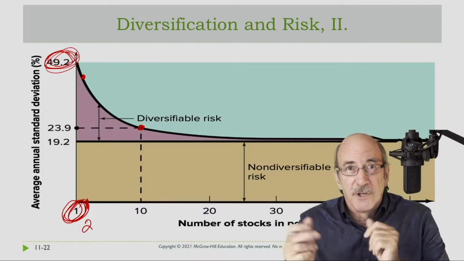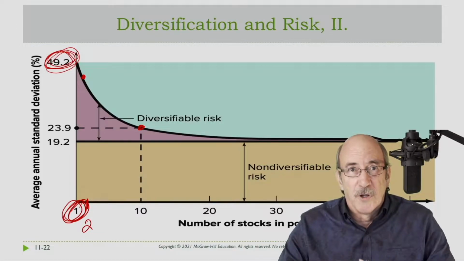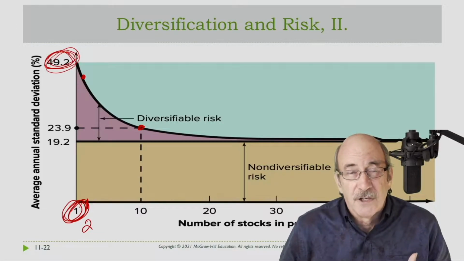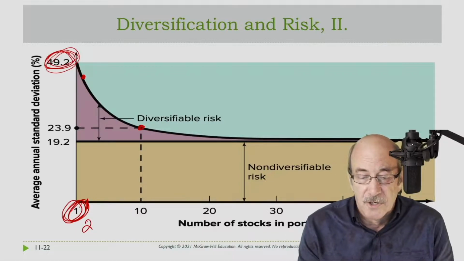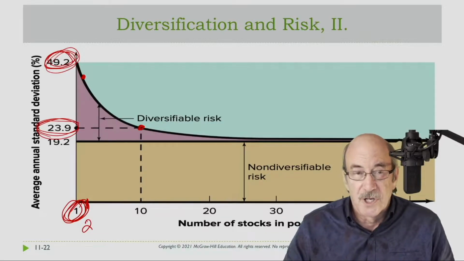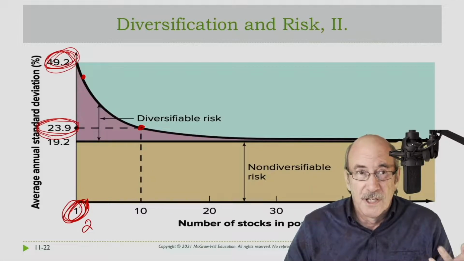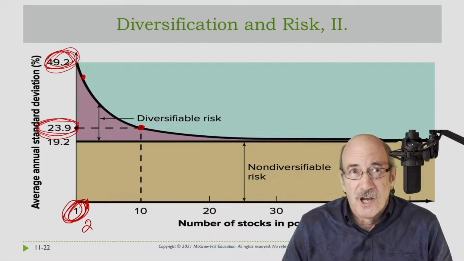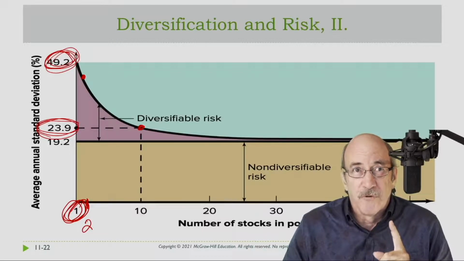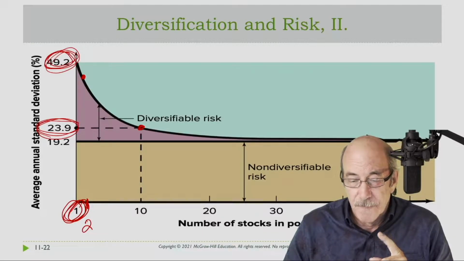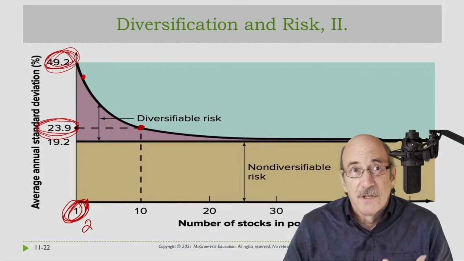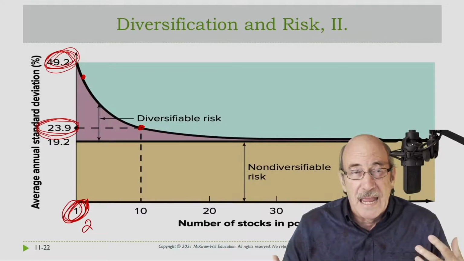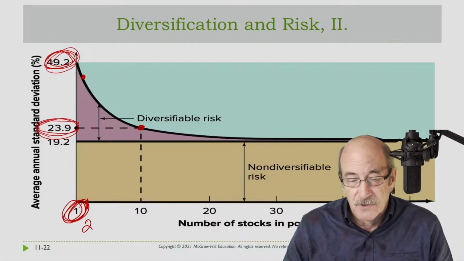So we randomly draw 10 firms, put them in a portfolio, look at the standard deviation of their returns, and it turns out that it's 23.9%. So a little less than half of the standard deviation of a single firm in a portfolio by itself. So we've reduced the amount of risk by adding securities to our portfolio.